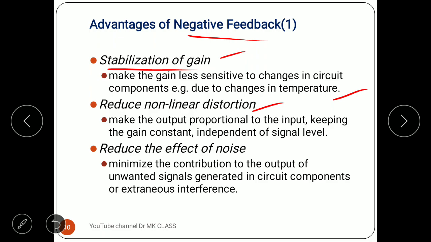Next, reduce the effect of noise. So the effect of noise will be reduced in negative feedback. It minimizes the contribution to the output of unwanted signal. Unwanted signal is called noise, generated in the circuit components or extra by interference. If noise comes, it will get reduced.